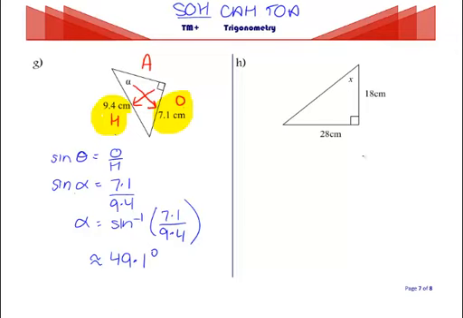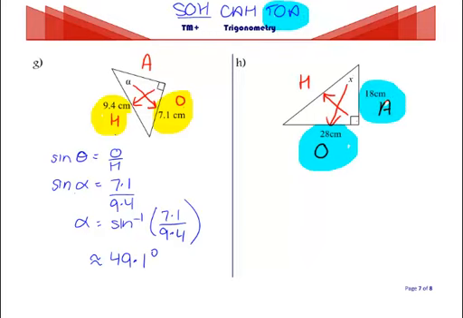Okay, next, label. Opposite the x is the opposite. From your right angle is your hypotenuse, so your other side is adjacent. What have you been given? 28 is opposite and 18 is adjacent. So O and A, which is tan. So I write it out. Tan theta equals O over A.